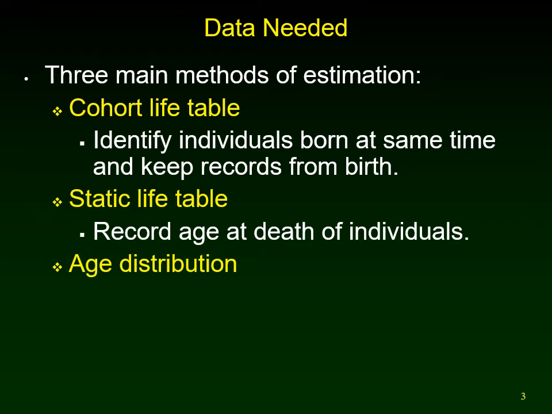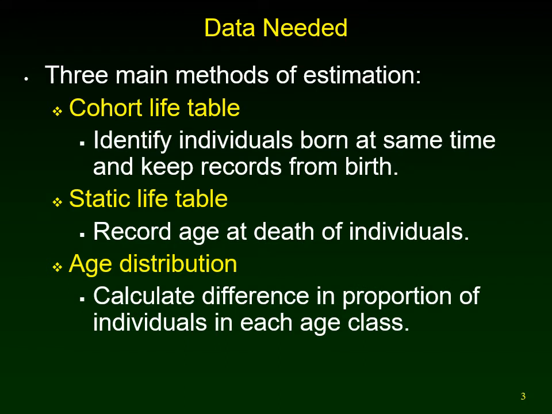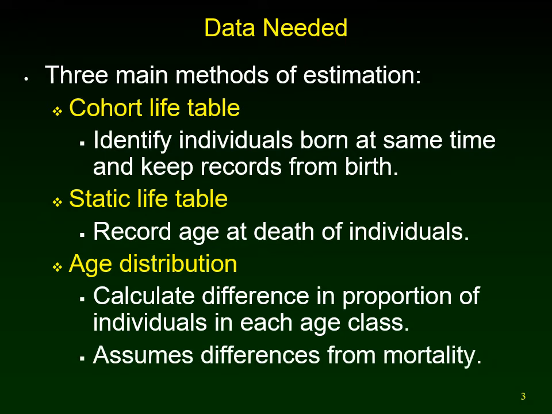Very commonly, we'll use an age distribution. This is used in the U.S. Census. They're going to ask how old you are in the census, and they can see how many people there were of different age groups and get an idea as to when those age groups are dropping off, where mortality is occurring, so that you can look at the differences in proportion of individuals in each class to get an idea as to percentage of surviving to the next age group. So this assumes that those differences are from mortality and that people haven't just left the country or immigrated into the country and adjusted the mortality differences.